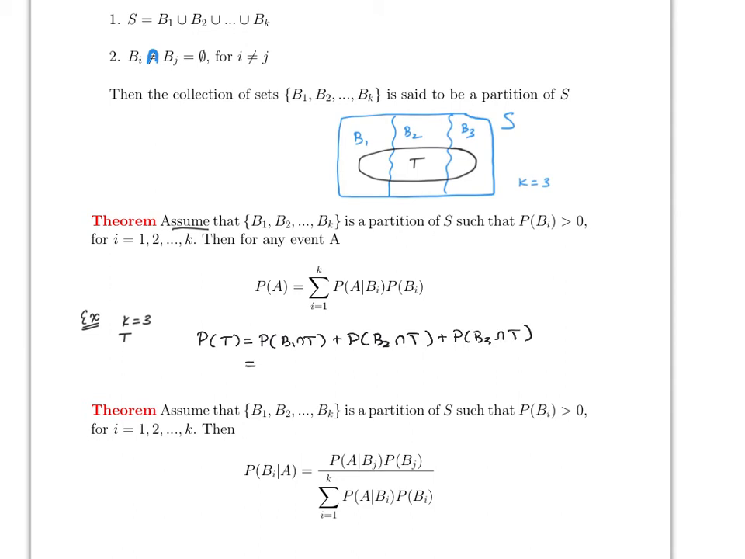And then using the multiplication formula, this will be the probability of b1 times the probability of t given b1, and so forth. The probability of b3 times the probability of t given b3. Okay? So this is not necessarily new. This is what we did in the last section. So this is now the general formula, and this is what is called the total law of probability.